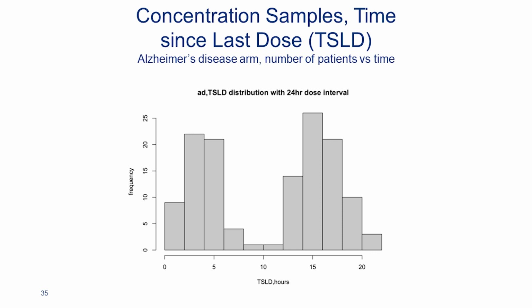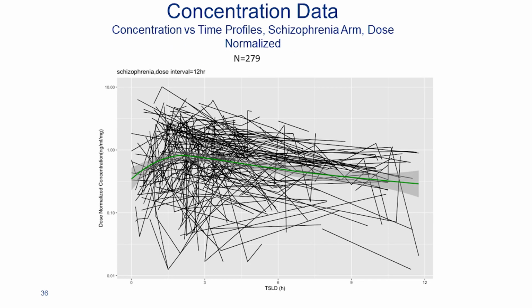So what about actual concentration measurements? Well, here's a plot with the dose normalized concentration. You remember we had multiple concentrations. This is for the schizophrenia arm. And each of these black lines represents an individual with the time since last dose on the x-axis here, time since last dose, and they're connected. So you can see profiles for every individual.